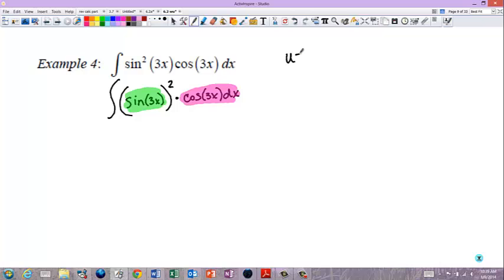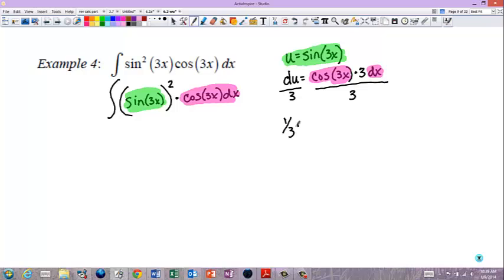Well, always let your u be your inside function. What's the derivative of sine? Well, the derivative of sine is cosine of 3x. But I have an extra term, times 3 dx. Okay? Well, this is close. I got cosine of 3x, and I got a dx. And then I've got sine of 3x. What do I need to get rid of that I can't plug in? Well, I need to get rid of my 3. So I've got 1/3 du equals cosine of 3x dx.